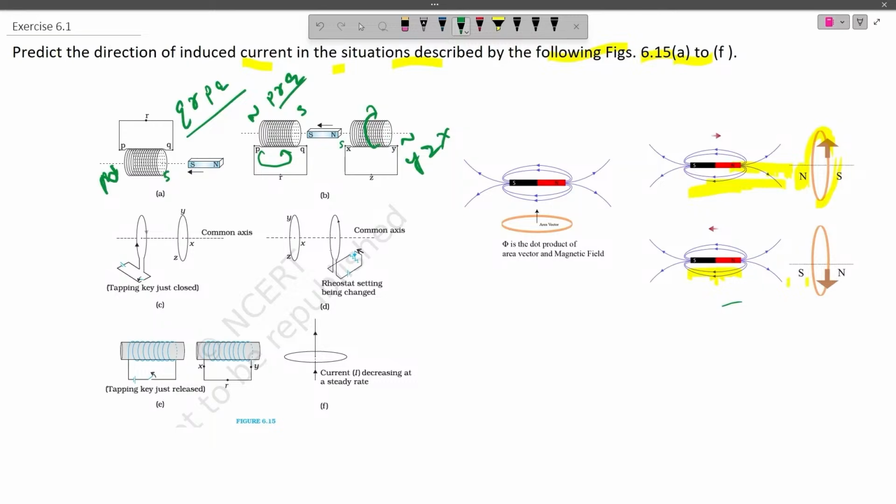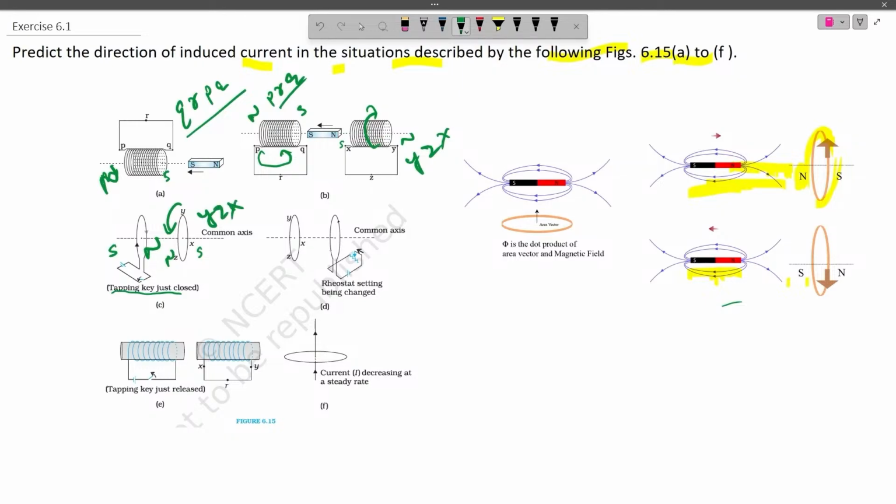In this figure, the tapping key has just been closed. It means the current started flowing, and the flowing current will create a north pole over here and a south pole over here. So the induced current in this circuit will be such that a north pole gets created over here and a south pole gets created over here. By applying the right hand thumb rule, to create a north pole over here, the current should be in this direction, so it should be Y, Z, X.